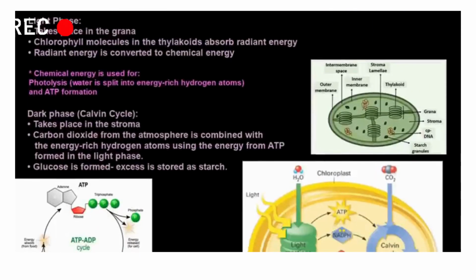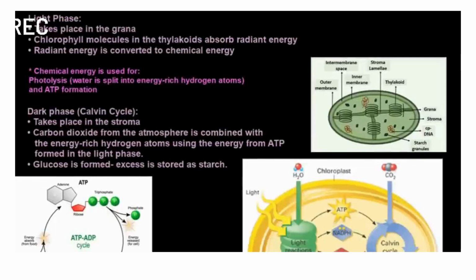Now, looking at the light phase, it takes place in the grana of the chloroplast, so in these little stacks over here. The main reason it takes place there is because of the presence of chlorophyll in the thylakoids. The chlorophyll molecules in the thylakoids absorb the radiant energy coming in from the sun, and they are responsible for converting that radiant energy into chemical energy. Remember, energy is never lost, it is just changed into a different type of energy.